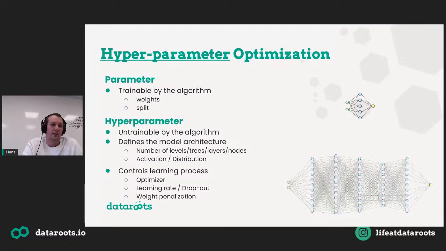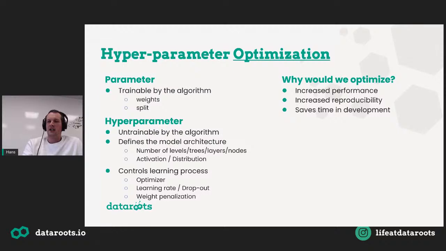Think about it as which optimizer are we going to use, what kind of learning rate do you use, is there dropout, how big is the dropout, how do you penalize weights in a tree model. All of these just define how your model looks like. It doesn't define which predictions you get in the end.